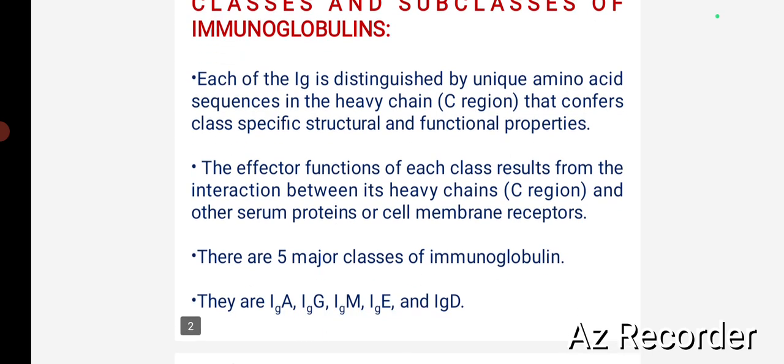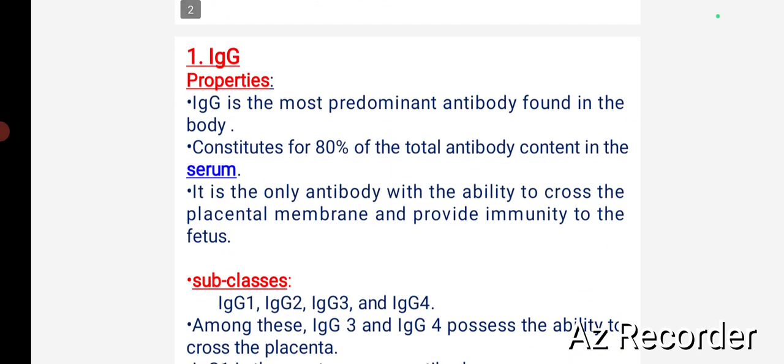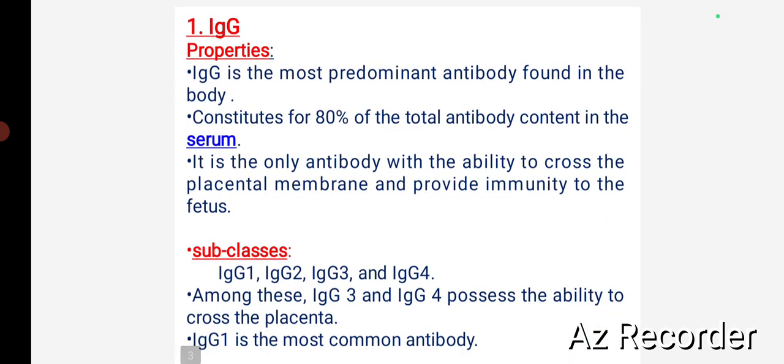There are 5 major classes of immunoglobulin: IgA, IgG, IgM, IgE and IgD. These are the 5 classes of immunoglobulin. First we will see about IgG.